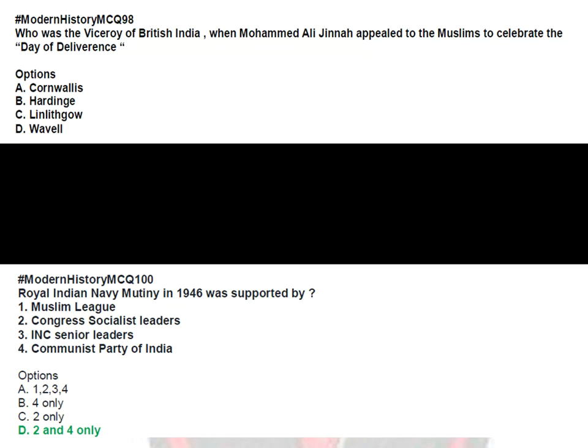The Royal Indian Mutiny, which was part of the last video, was supported by the Muslim League, Congress Socialist leaders, INC senior leaders, the Communist Party of India. So if you remember, the Muslim League and INC senior leaders had asked them to stop everything because they wanted an organized and disciplined army or navy. They did not want any mutiny kind of thing. So the only people who supported it were the Congress Socialist leaders and the Communist Party of India. So 2 and 4, option D is the answer.